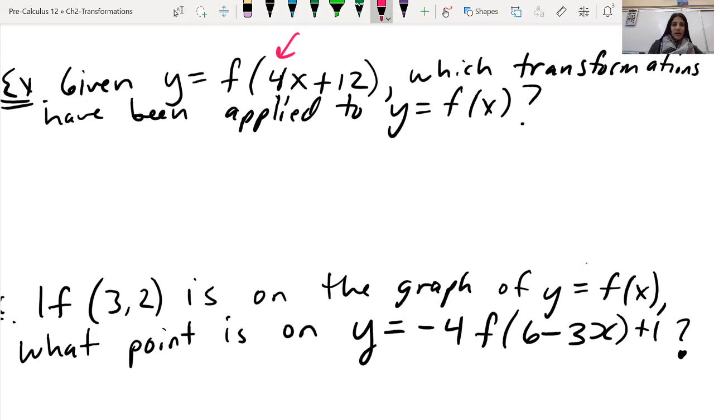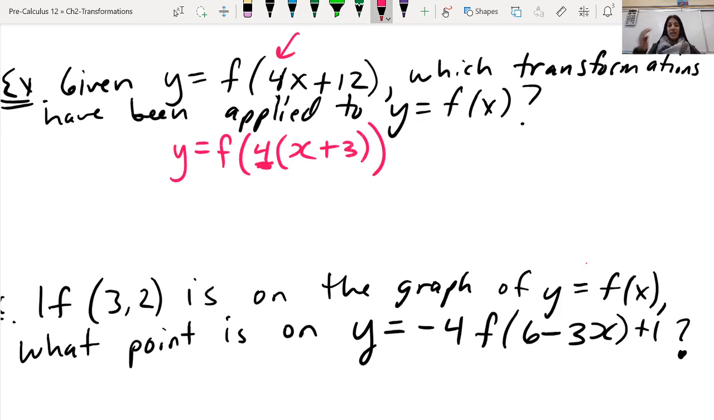In this case, we would have y equals f of, and I just need to factor out the 4 there. So instead it's going to be 4 bracket x plus 3. This is actually what it ends up looking like, and the reason is this makes it super clear that the 4 is affecting the x values, but it's going to be multiplied by a factor of a quarter, and so this is giving you a sense of what transformations are going on.